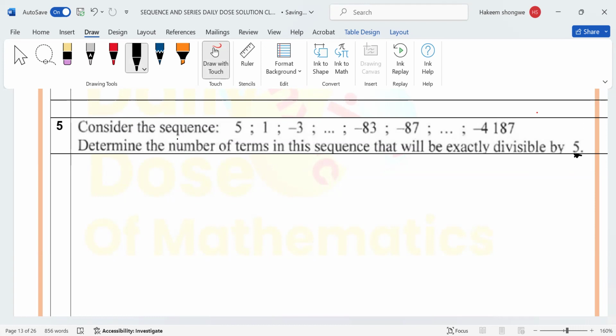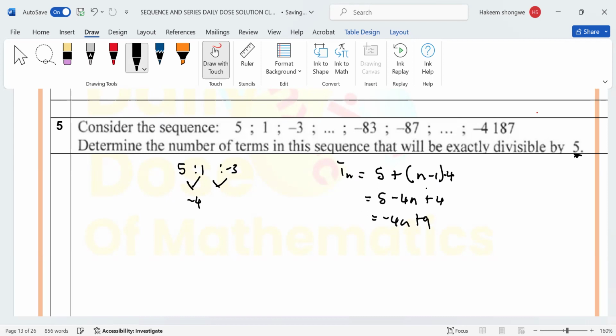If you are to calculate all the terms, we can do that. Let's start by calculating all the terms. We have the first term as 5, and then the second term it's 1. If we say this is 2, they give us minus 4. Meaning we are going to tell them which Tn is going to equal 5 plus (n minus 1) multiplied by minus 4. And then you have 5 minus 4n plus 4, which gives you minus 4n plus 9.